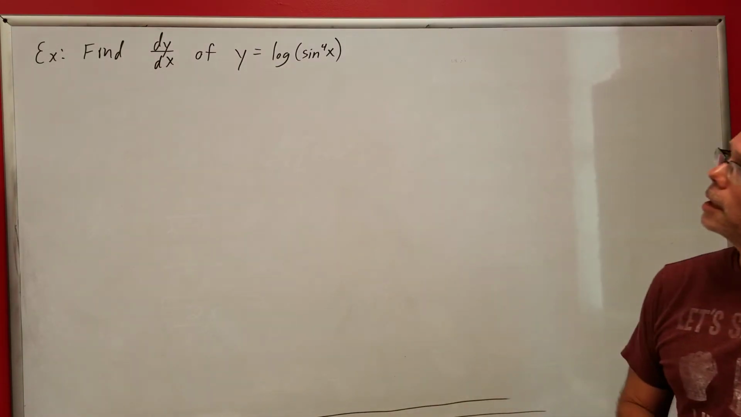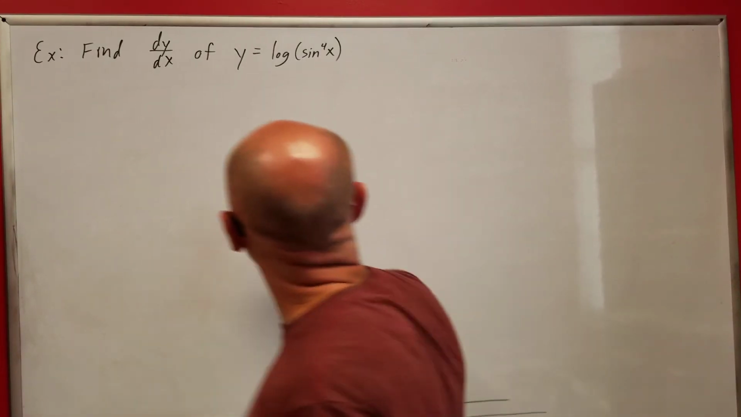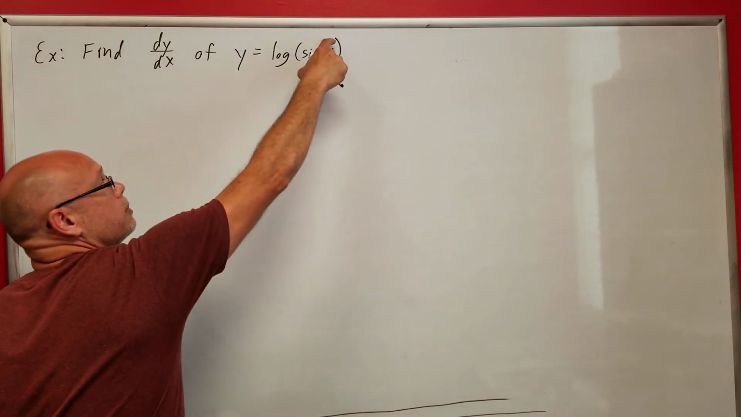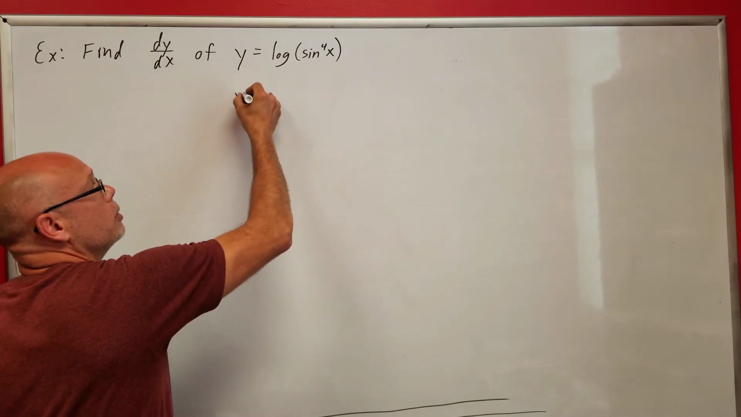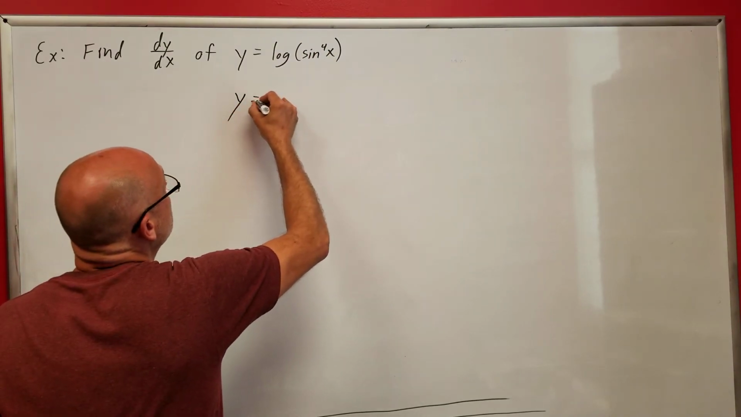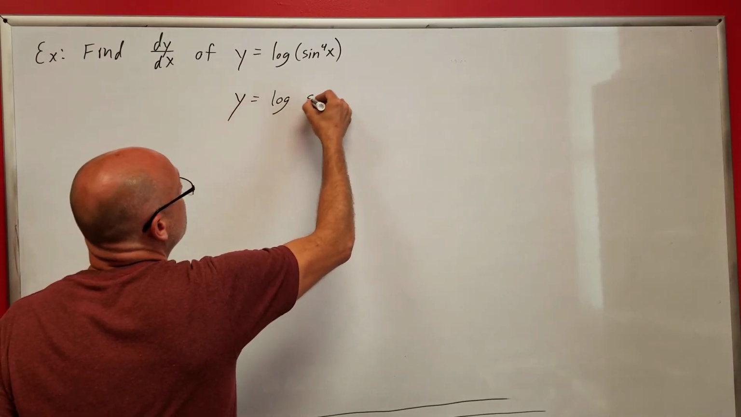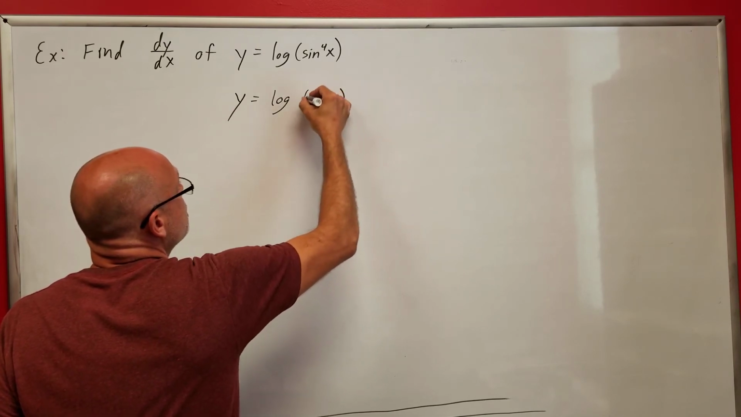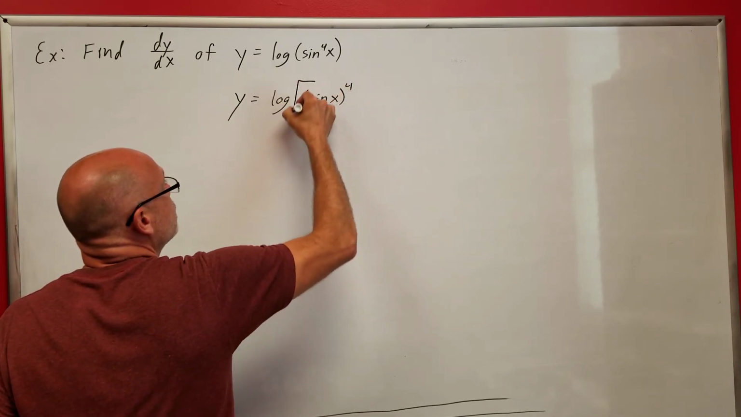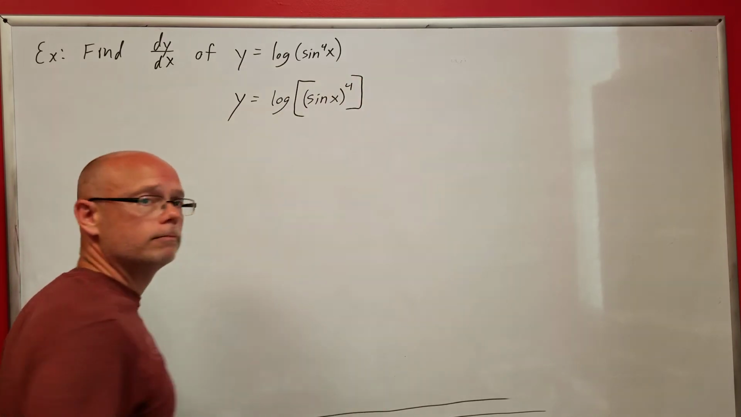All right, so look at this one. What I like to do whenever I have the 4 on the inside is putting it to the outside. So I'm going to do a rewrite. I'm going to say log of sine of x raised to the fourth, like that.